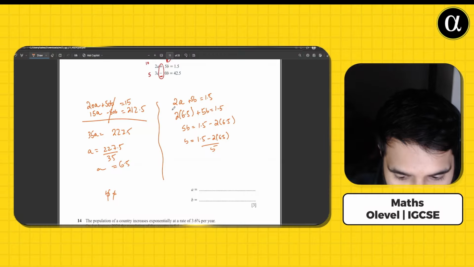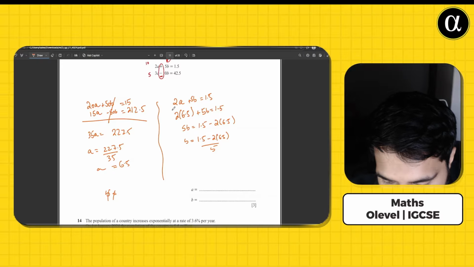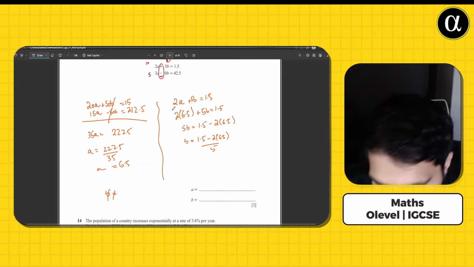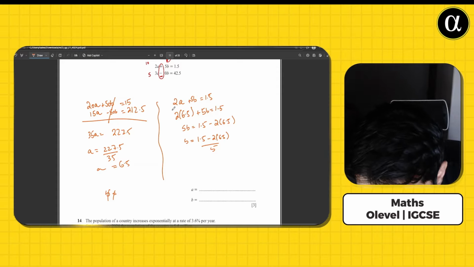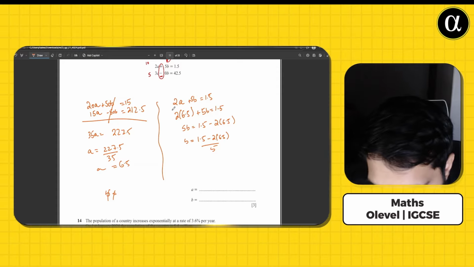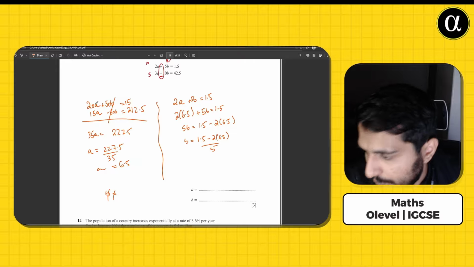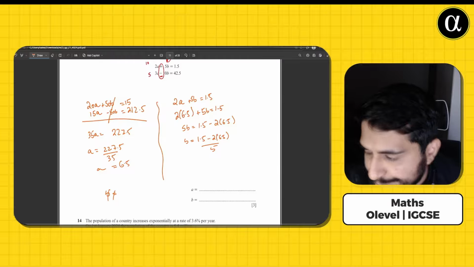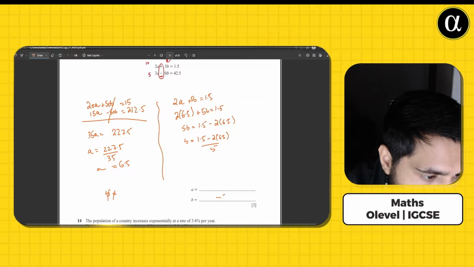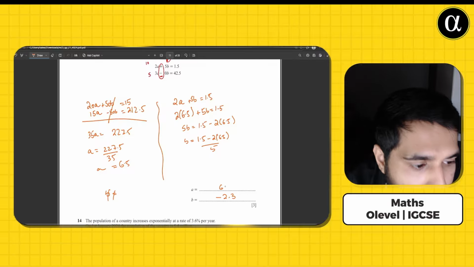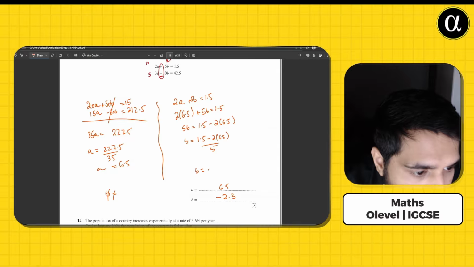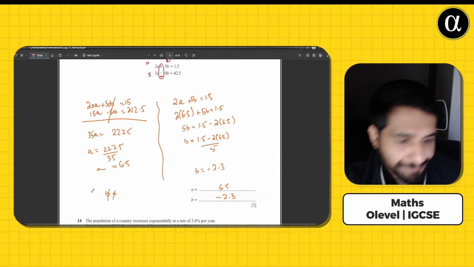We get 1.5 minus 2 into 6.5 upon 5, and the answer turns out to be minus 2.3. So B is minus 2.3.